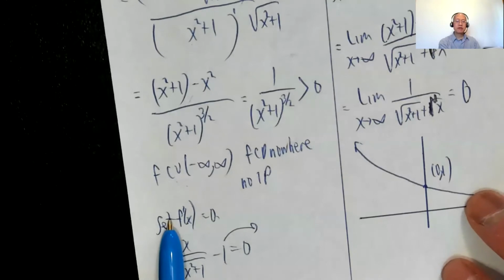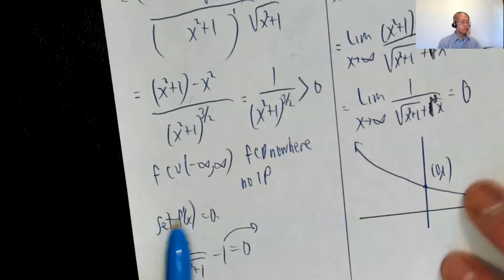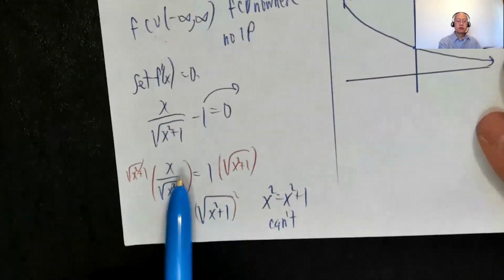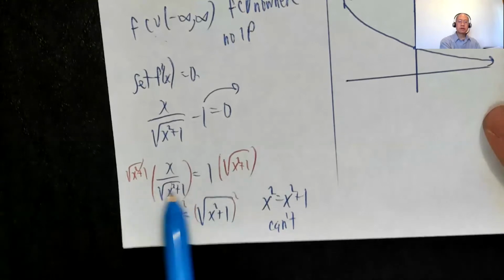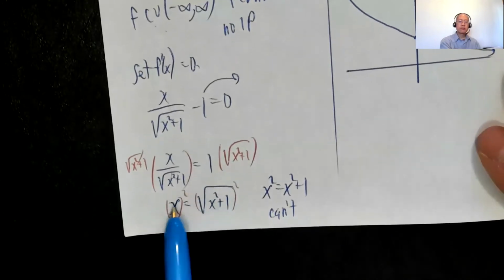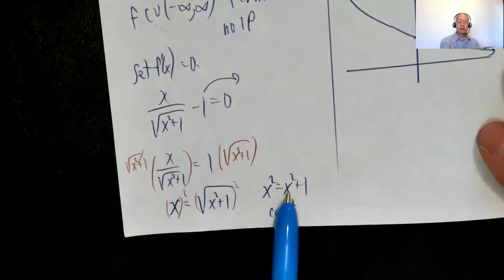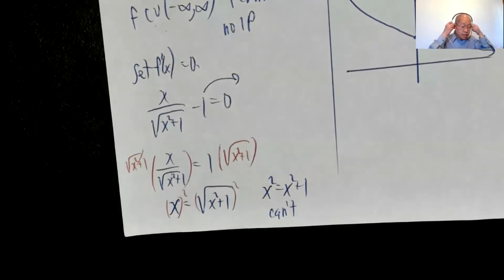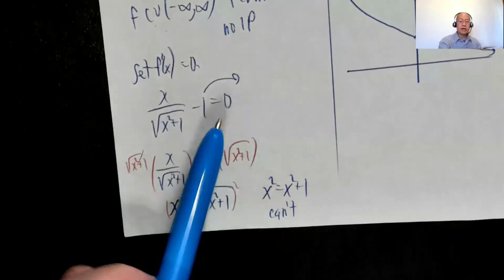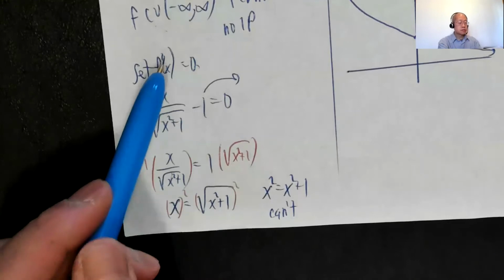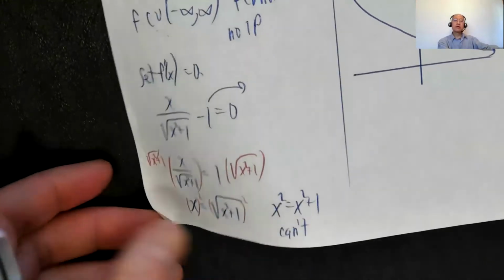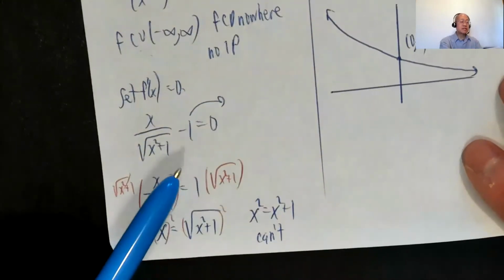Let's try to set F prime equal to 0. So this thing equal to 0, move over to 1, multiply both sides by radical x squared plus 1, square both sides, x squared equals x squared plus 1. That is impossible. That's a contradiction, right? If you try to solve by subtracting x squared, you'll get 0 equals 1. So this expression can never equal 0, which means the whole number line is of the same sign.